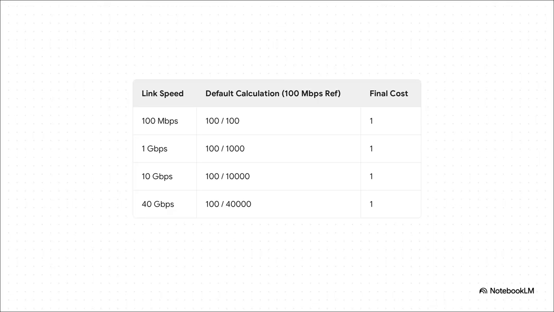But here is a massive gotcha that trips up so many people in modern networks. The default reference bandwidth in that formula was set decades ago, when 100 megabits per second was considered lightning fast. Look at what happens today because of that old default. A 100 meg link, a 1 gig link, a 10 gig link, even a 40 gig link, they all end up with a cost of 1. As far as OSPF is concerned, they're all identical. It's completely blind to these massive differences in speed.